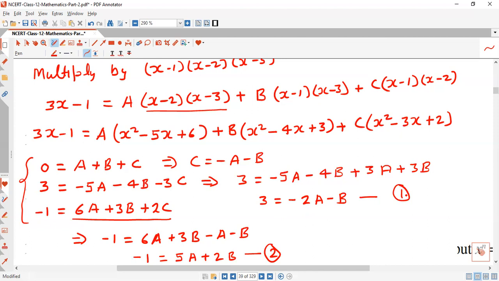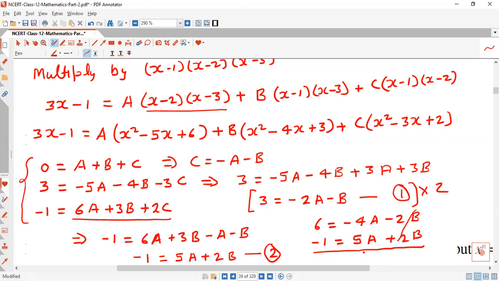So we see that equation number 1 is multiplied by 2. Multiply this equation by 2. What are you getting? 6 equal to minus 4a minus 2b. And this equation number 2, minus 1 equal to 5a plus 2b. Add these two equations. 2b will cancel out. We are getting a equal to 5. The value of a comes out 5.